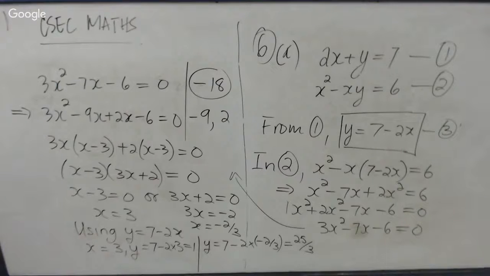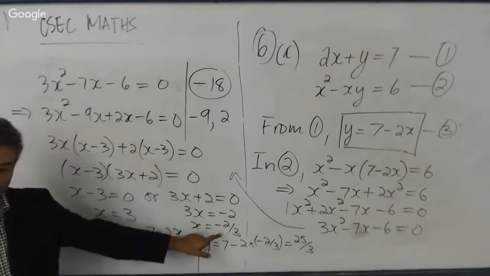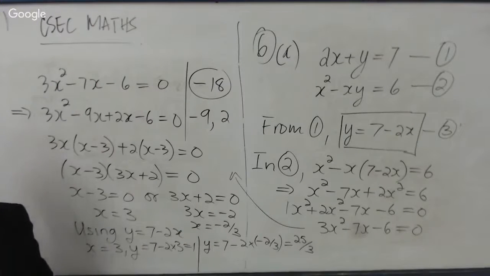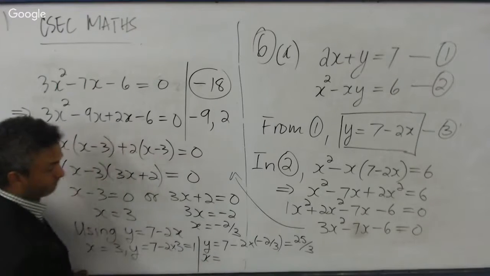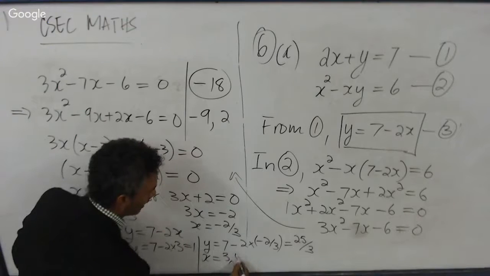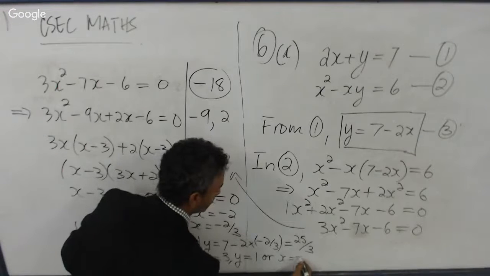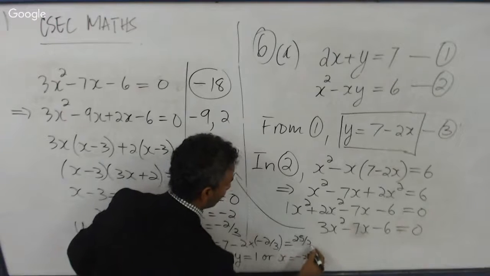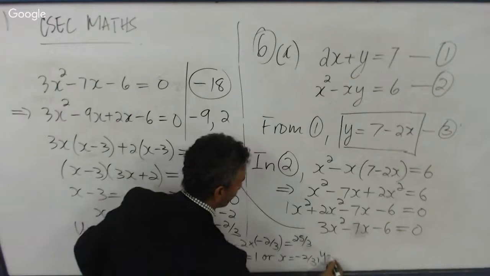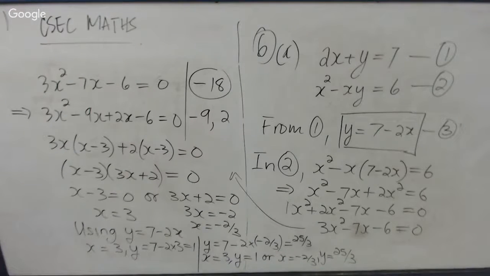Right. So what's the answer? x equals 3, y equals 1. And x equals minus 2/3, y equals 25 over 3. What you're getting is a pair of solutions. So the answers are x equals 3, y equals 1, or x equals negative 2 over 3 and y equals 25 over 3.